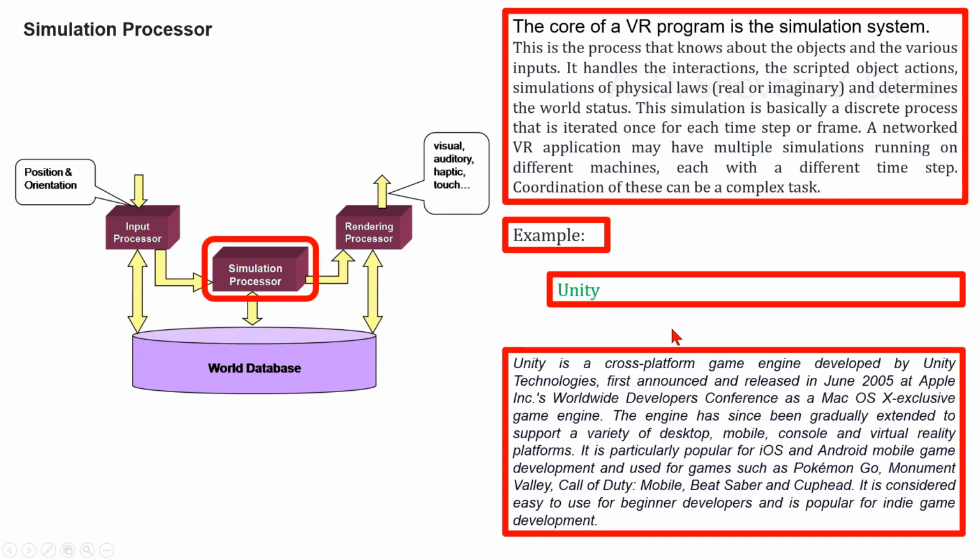As an example, we can consider Unity. Unity is a cross-platform game engine developed by Unity Technologies, first announced and released in June 2005 at Apple Incorporated's Worldwide Developers Conference as a Mac OS exclusive game engine. The engine has since been gradually extended to support a variety of desktop, mobile, console, and virtual reality platforms.